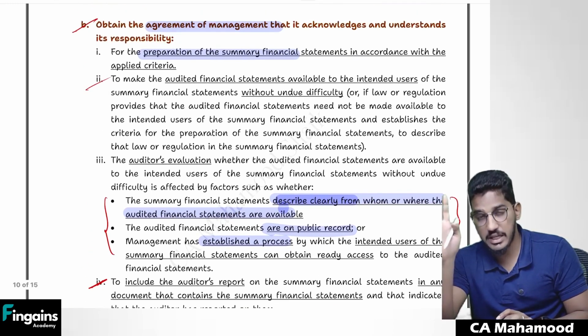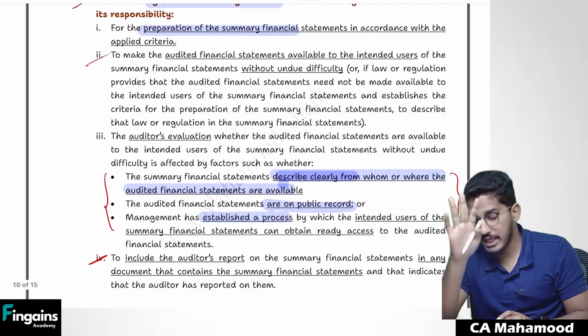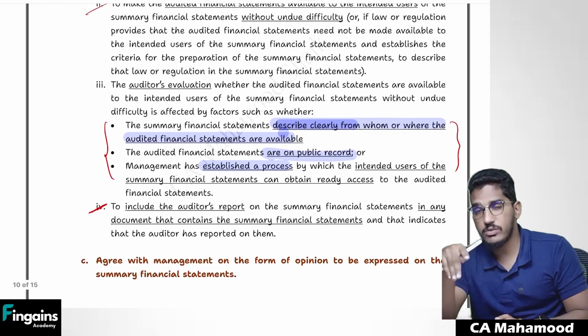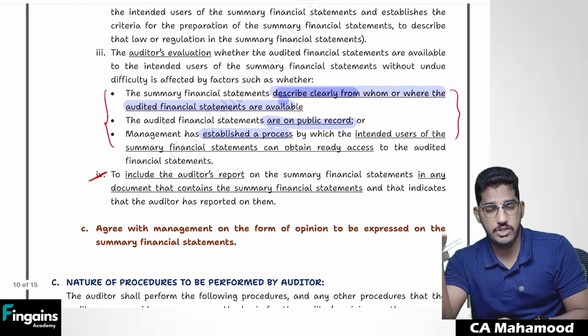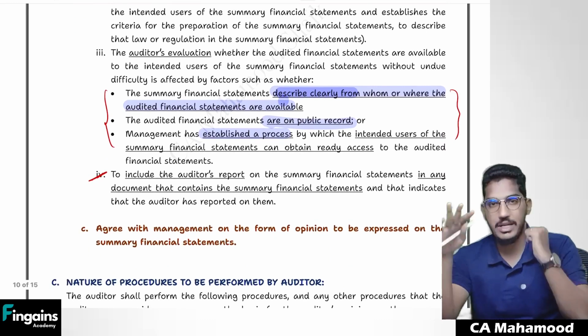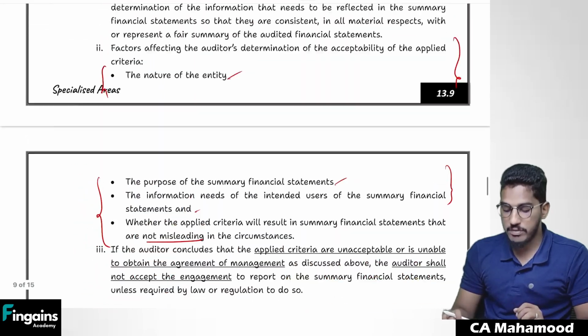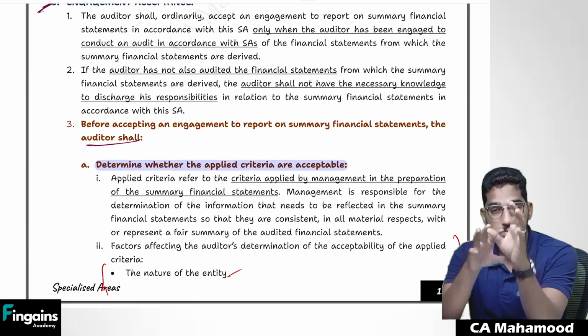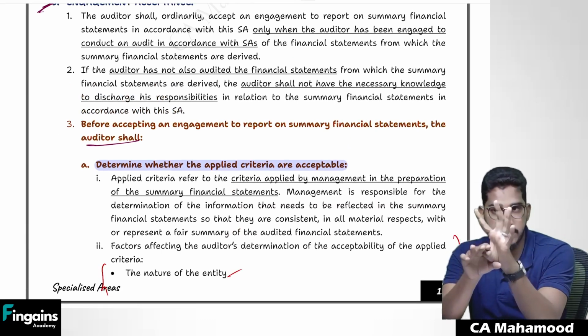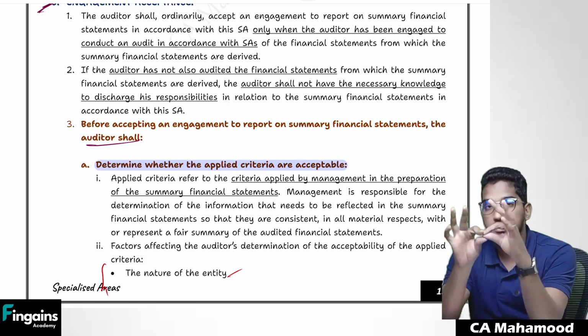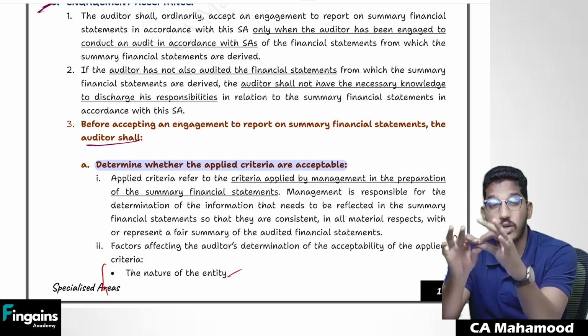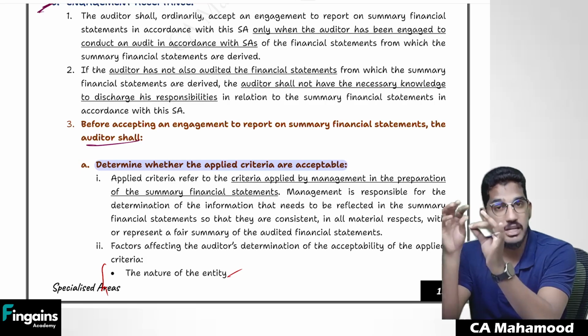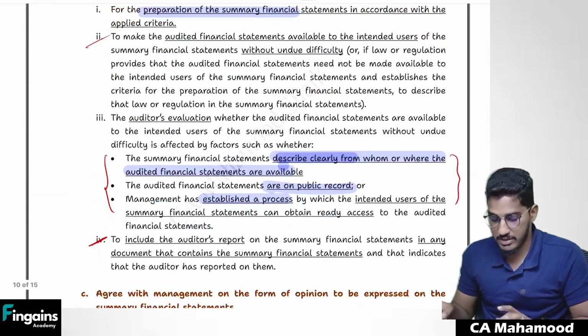If the management gives written agreement, then only accept the audit. If the management is not ready to agree to these responsibilities, don't accept such an engagement. So first get the agreement, then only accept it. So three things I have told before accepting the engagement. What should you do? Number one, you need to determine whether you are the person who has conducted the audit of the complete financial statements. Number two, you have to determine whether the applied criteria is acceptable or not. Number three, you have to obtain written agreement from the management regarding certain responsibilities.